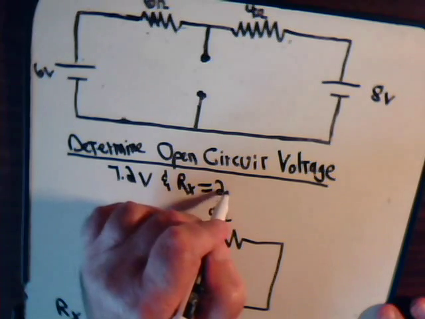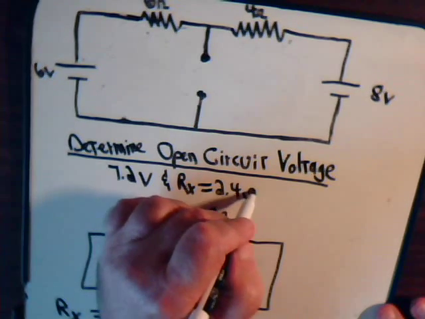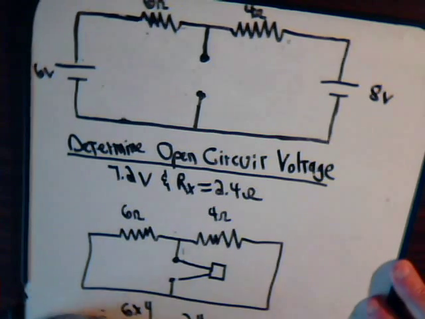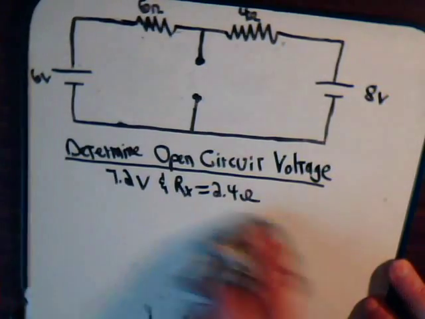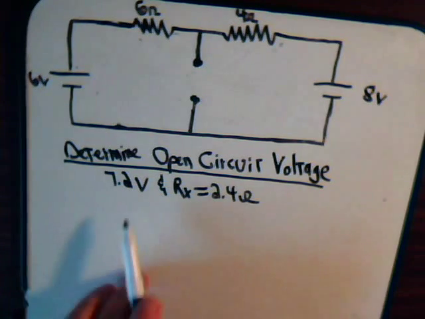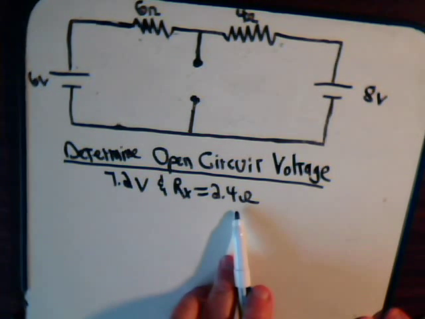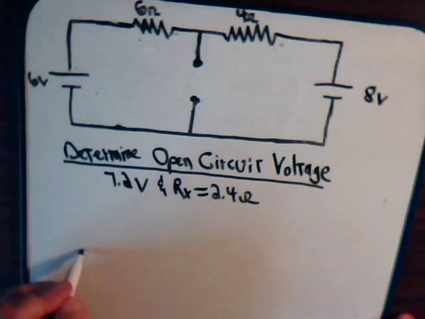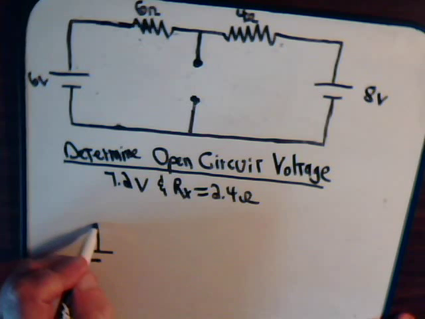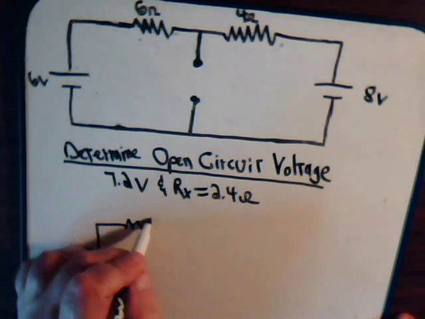That's 2.4 ohms. So now we have everything that we need to draw the Thevenin equivalent of that circuit. The voltage source is this, and this is in series with that voltage source. So we have 7.2 volts. This is in series.